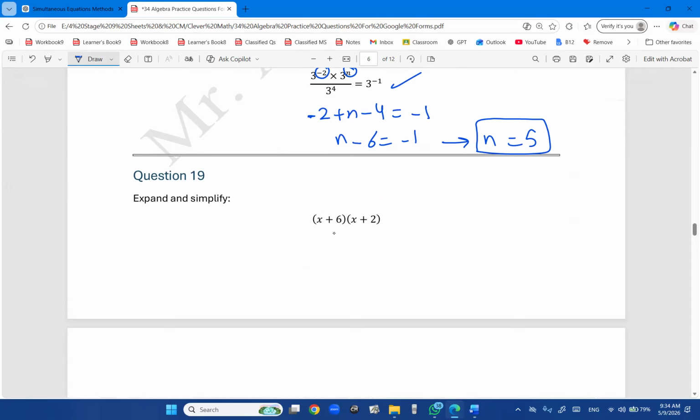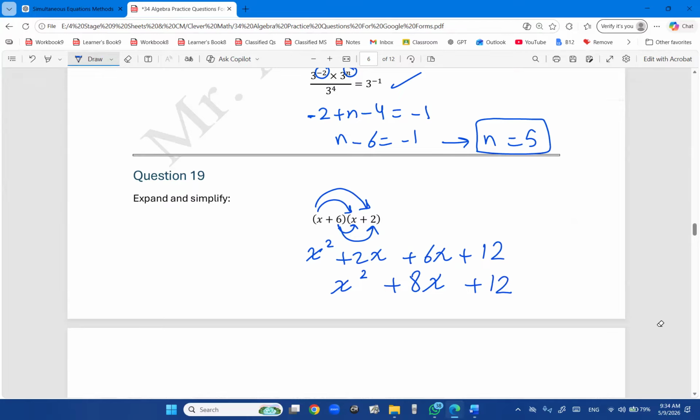Expanding brackets, we've just practiced this a few minutes ago. X multiplied by x is x squared. Then x multiplied by positive 2 is 2x. 6 multiplied by x is 6x. 6 multiplied by 2 is 12. Then x squared plus 8x plus 12 is the answer.